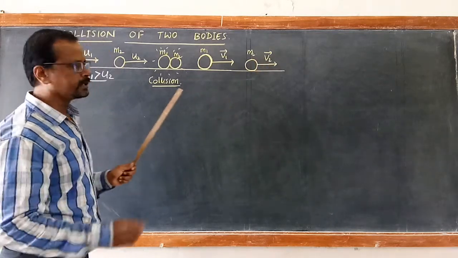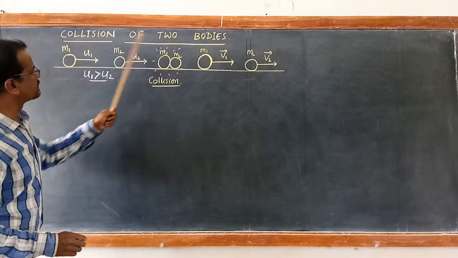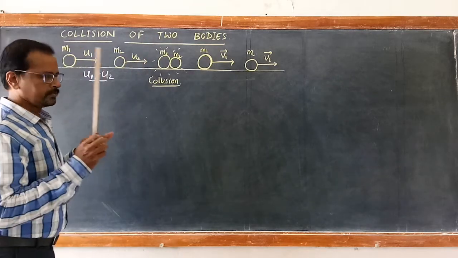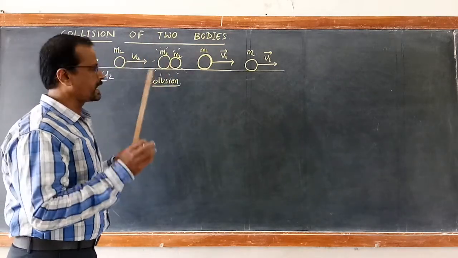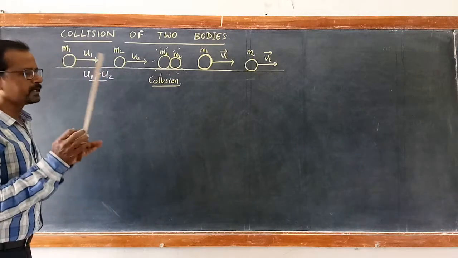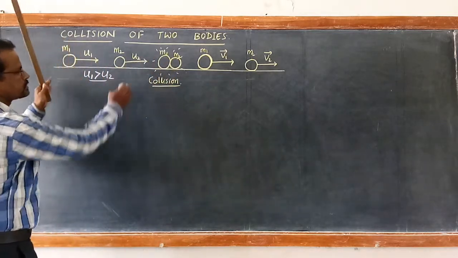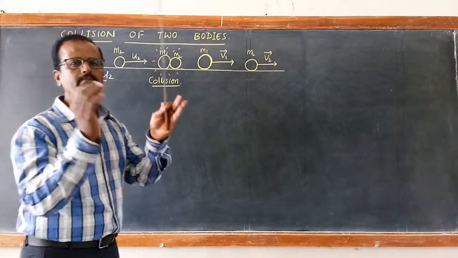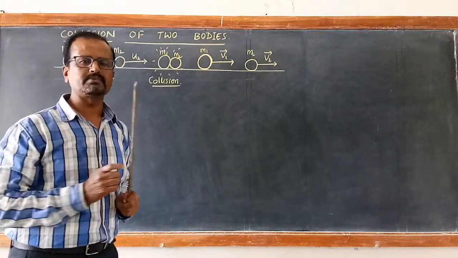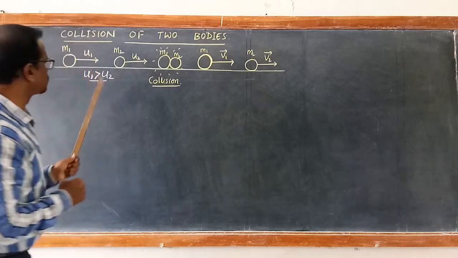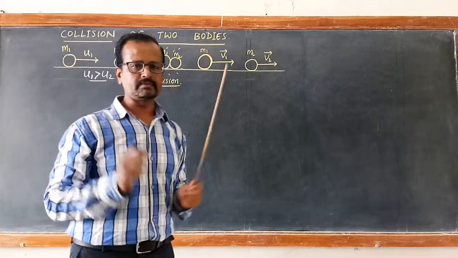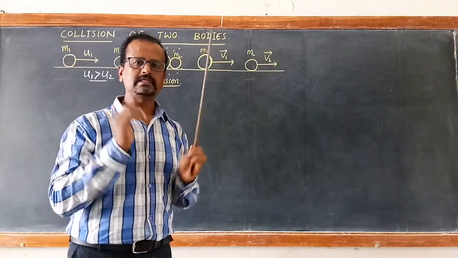So what you have to prove here, during this interaction, whenever there is no external force acting, the total momentum of the system remains conserved. Total momentum before collision must be equal to total momentum after collision. This is what you are supposed to prove. This is to be established.